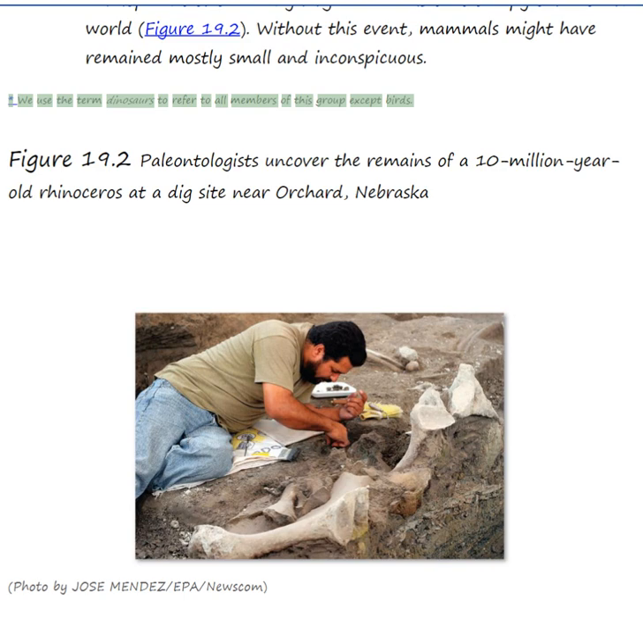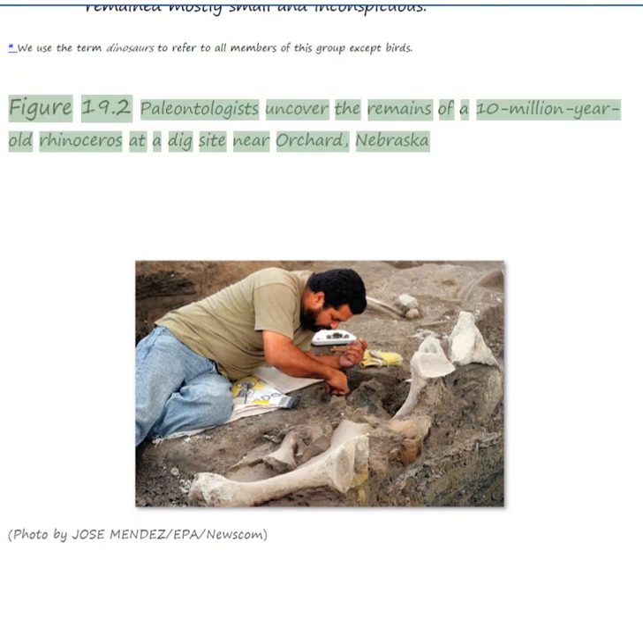We use the term dinosaurs to refer to all members of this group except birds. Figure 19.2. Paleontologists uncover the remains of a 10-million-year-old rhinoceros at a dig site near Orchard, Nebraska.